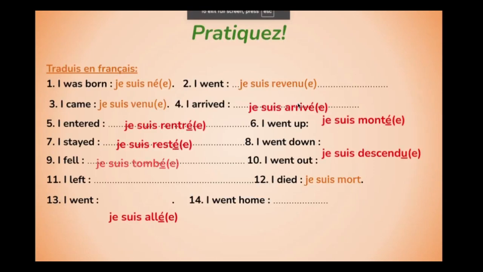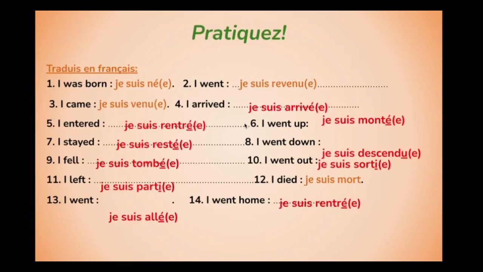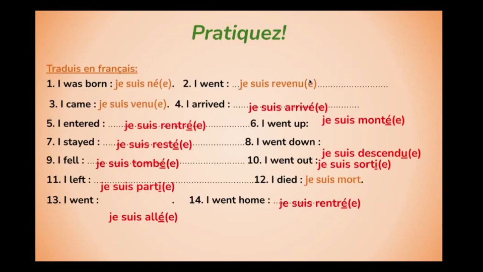Let's make sure that the translation is correct. So I went means je suis allé, and then I arrived or I came back. I'm going to change it. I came back means je suis revenu. I arrived, je suis arrivé. I went up, je suis monté. I went down, je suis descendu. And then I went out, je suis sorti. I died, je suis mort.